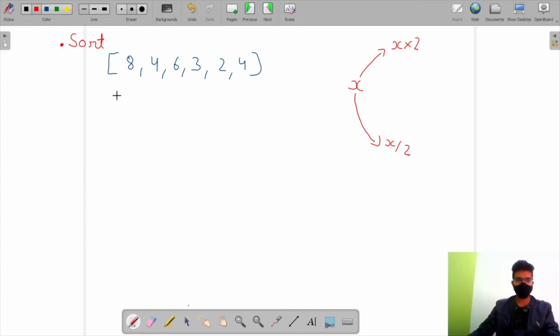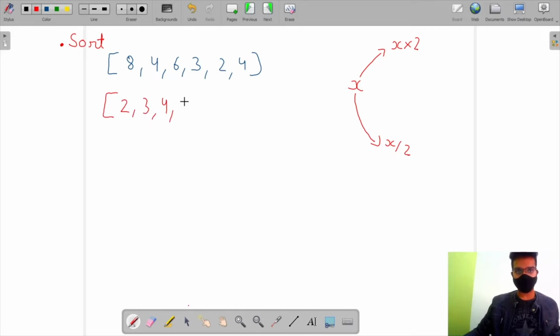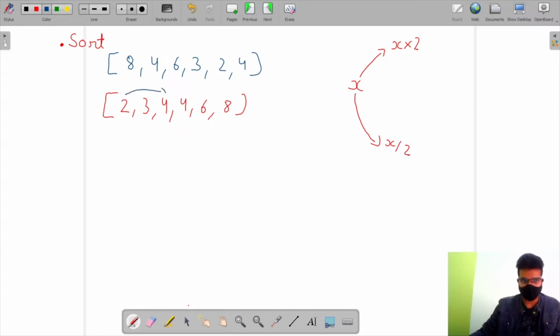and start from the beginning. So what will be our array? 2, 3, 4, then again 4, 6 and 8. Perfect. Now let's understand. Here our 2 can pair up with 4 definitely. So the choice we are using is x into 2, that its double will exist, right? So yes, 2's double exists, so we can pair it up. Then we get to 3. Then again its double exists, that is 6, right?